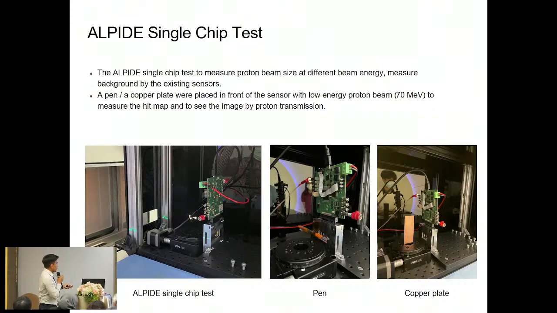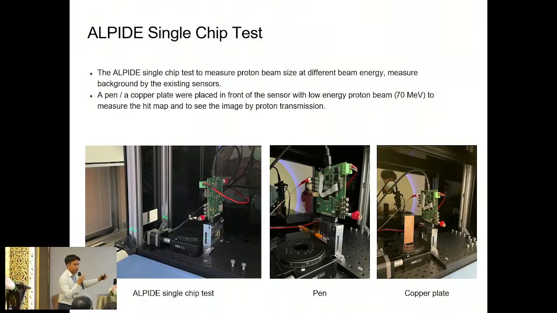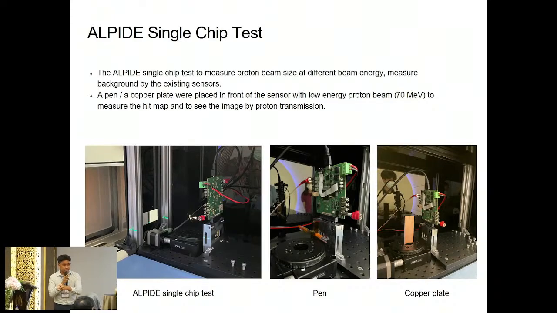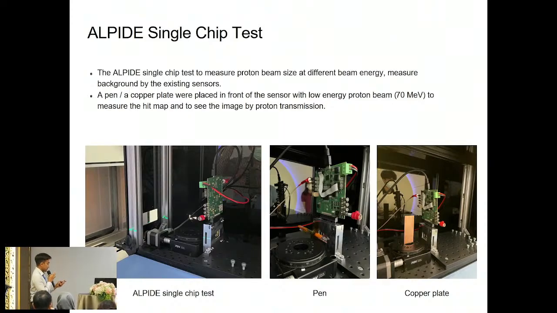With this, we also played by putting a pen in front of the sensor, and putting a copper plate on top of the rotational stage. We were able to verify that everything is synchronized. I open the beam, I rotate the sample, I detect the proton at the end. But of course, I don't have a good picture of the pen because of scattering.